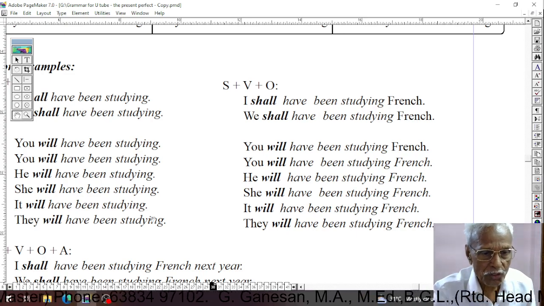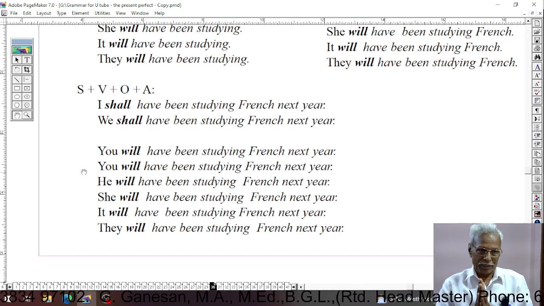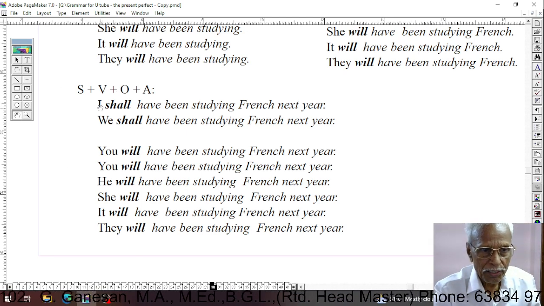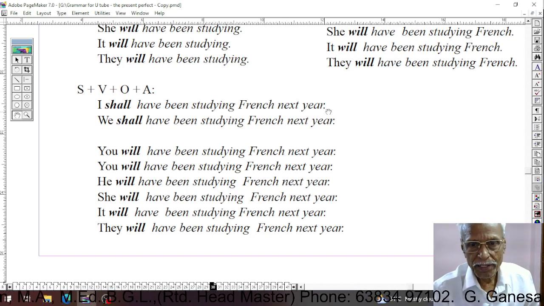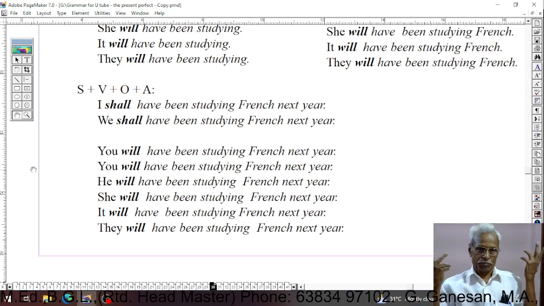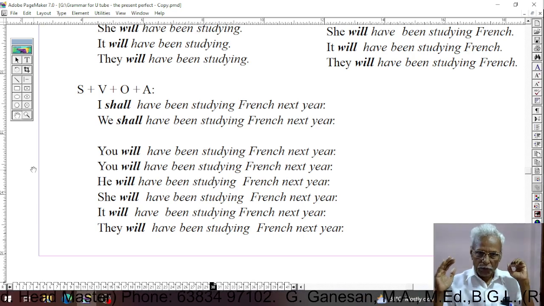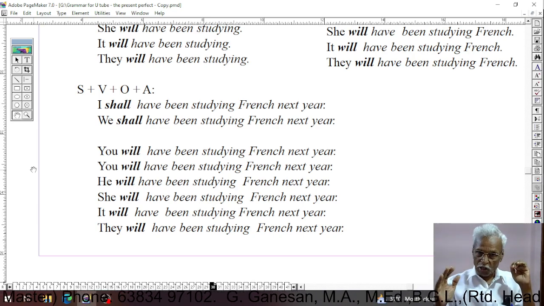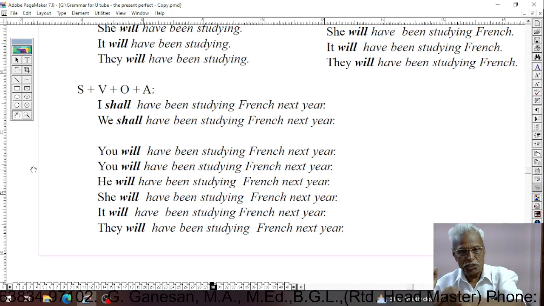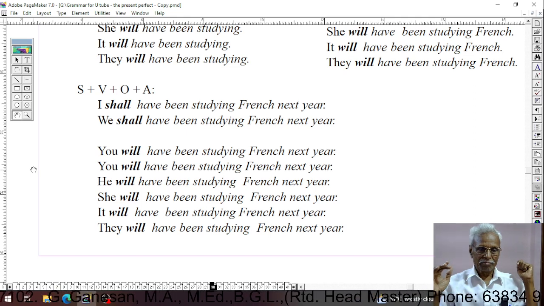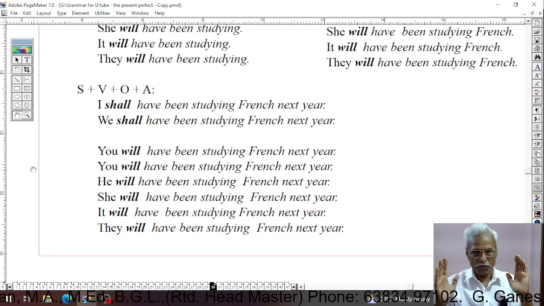And third example, SVOA. I, subject, shall have been studying, verb, French, object, next year, adjunct, adverb. That's all. I shall have been studying French next year. That is, I shall have been doing the study of French next year.